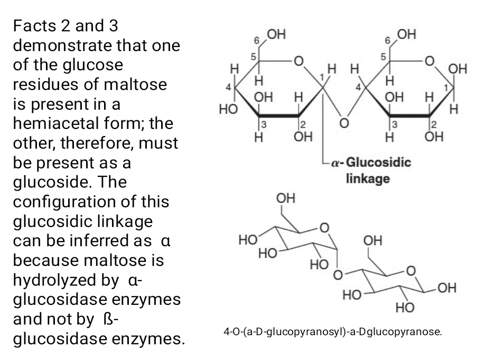The configuration of this glucosidic linkage can be inferred as alpha because maltose is hydrolyzed by alpha glucosidase enzyme and not by beta glucosidase enzymes. So this one is the alpha linkage. Just see it here. This one is alpha, this one is also alpha, but they are specifying just the glucosidic linkage.